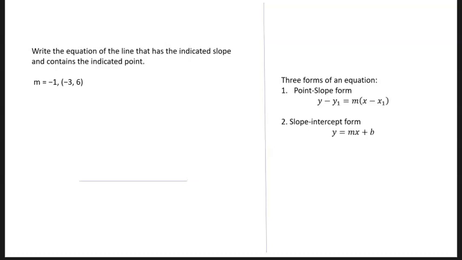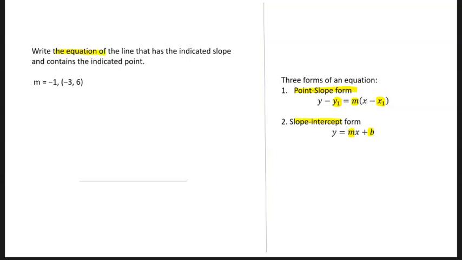In the two previous videos, we talked about these two formulas for linear equations. The first one is called the point-slope form, if we are given a slope and a point (x1, y1). And the other formula is called the slope-intercept form, if we're given the slope and y-intercept. So let's apply these formulas and try to find the equations of the lines.